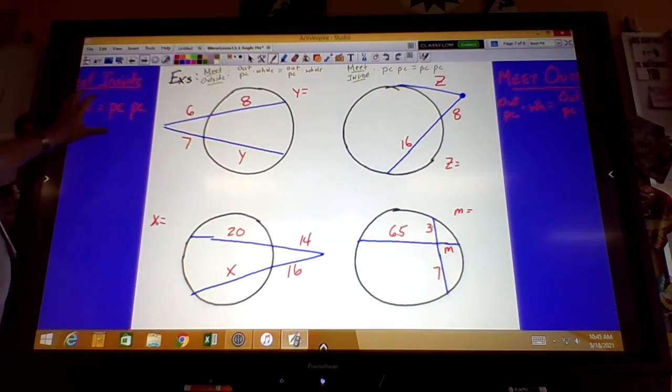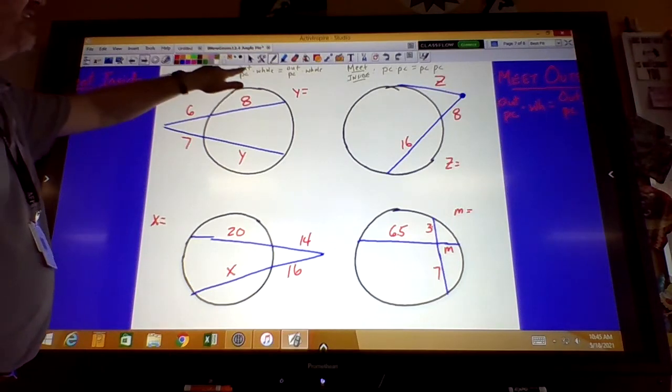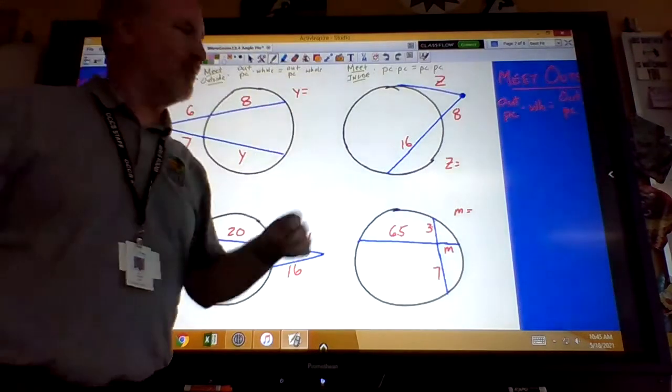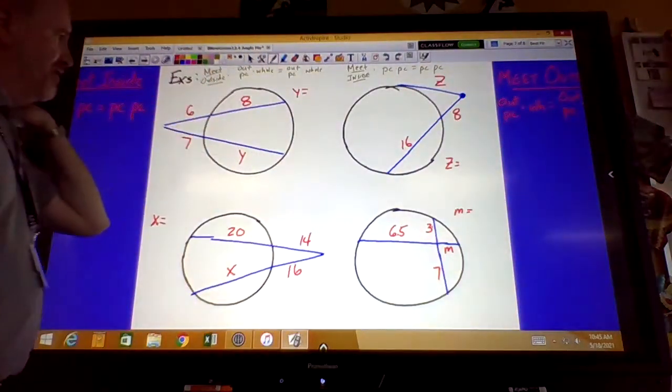But again, if you don't want to write this red stuff right here, that's where it says piece times piece equals piece times piece. And this gold stuff is where they meet on the outside. Outside piece times whole equals outside piece times whole. You just wrote that, so you don't need to write it again. Have it there because I'm going to refer to it.